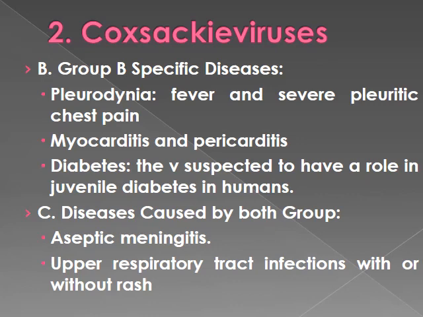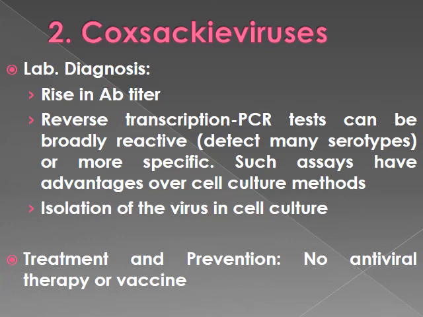Finally, diseases caused by both groups. The first is aseptic meningitis and the second is upper respiratory tract infection with or without rash. Now we have a list of the viruses that cause aseptic meningitis. We talked about it at the beginning: polio causes aseptic meningitis, Coxsackie, and now we will take the echo, the third one that also causes aseptic meningitis. In previous lectures we took that mumps causes aseptic meningitis and herpes simplex type 2 causes aseptic meningitis. Lab diagnosis: there is a rise in the antibody titer and PCR diagnosis. No antiviral therapy or vaccine.